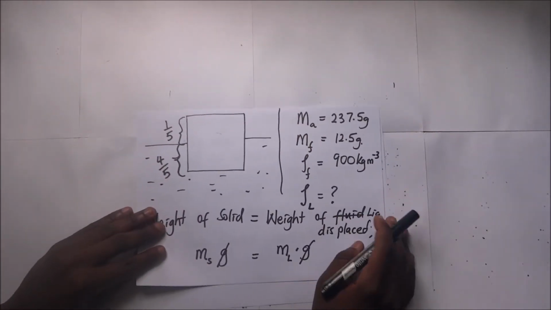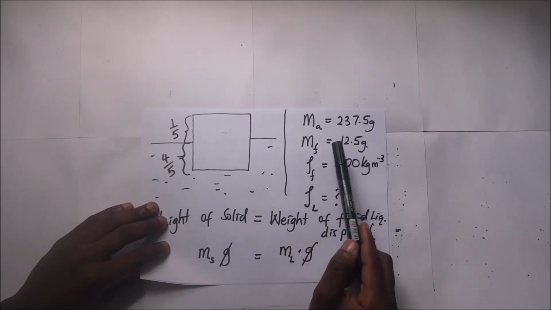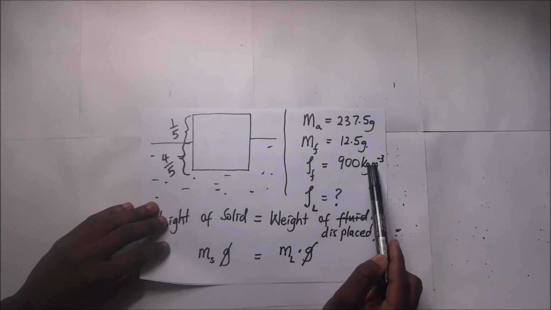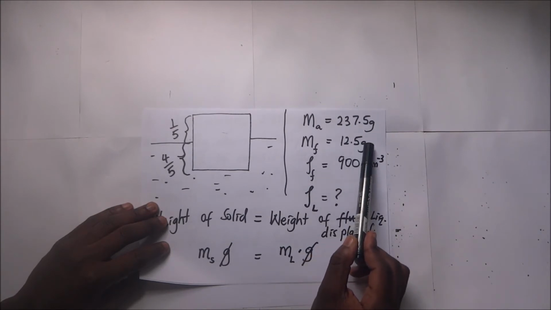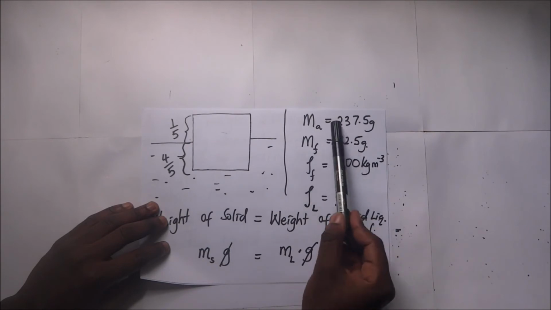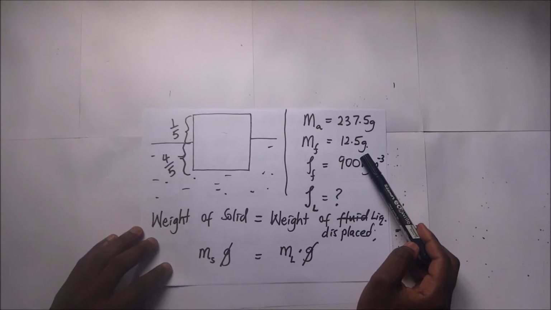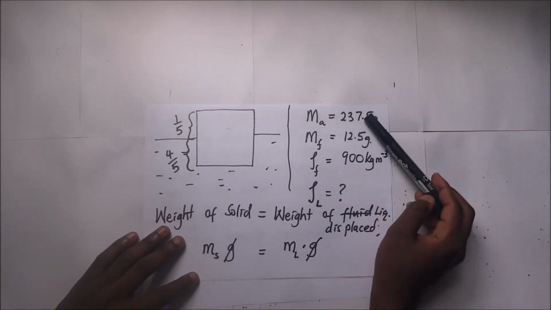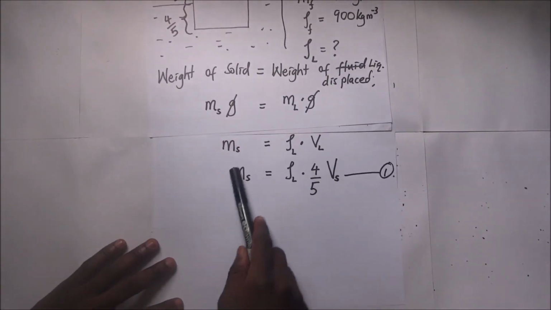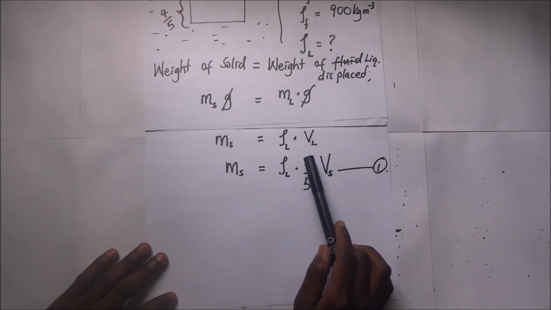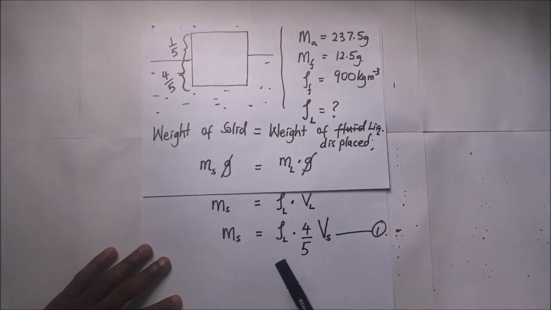From the information that has been given in the question, when this solid is submerged in a fluid of density 900 kilograms per meter cubed, its mass is going to be 12.5 grams when it is submerged, and when of course the solid is in air, this is its mass. So given this information, this can help us to find the volume of the solid. If you look at this information, we can use Archimedes' principle. Remember, we were able to obtain this expression using the law of flotation. Now let's use Archimedes' principle using this information that we are given to see where it lands us.